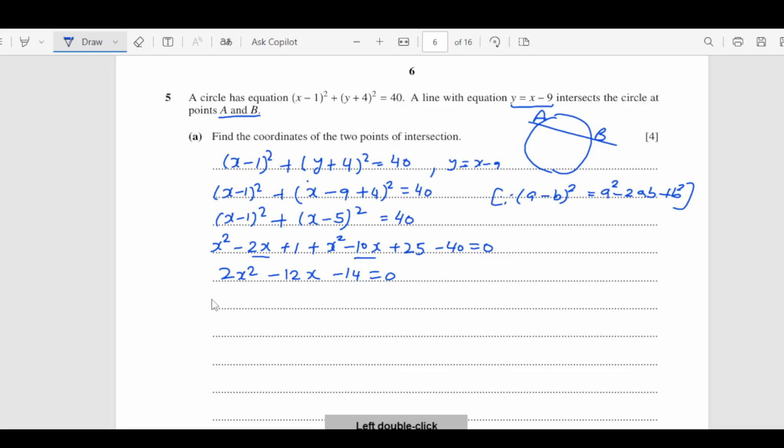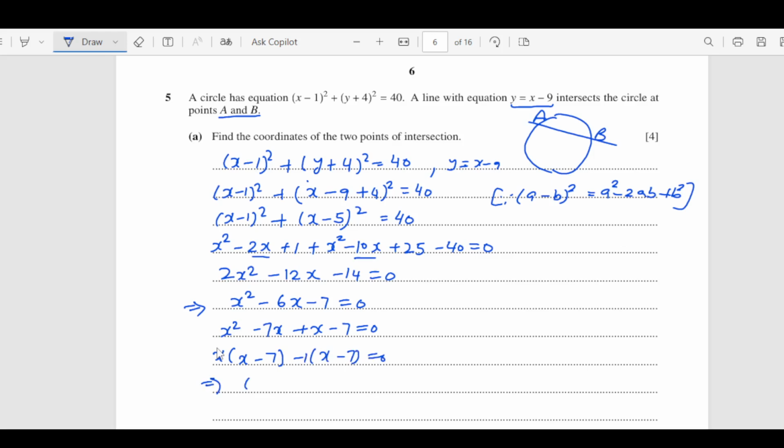Now we can divide the whole equation by 2. So that equation will then become, after dividing by 2, x squared minus 6x minus 7 equals 0. Now let's factorize that one. So x squared minus 7x plus x minus 7 equals 0. So x is common, so x times (x minus 7), then negative 1 common, x minus 7 equals 0. So from here we have (x minus 7) times (x minus 1) equals 0.